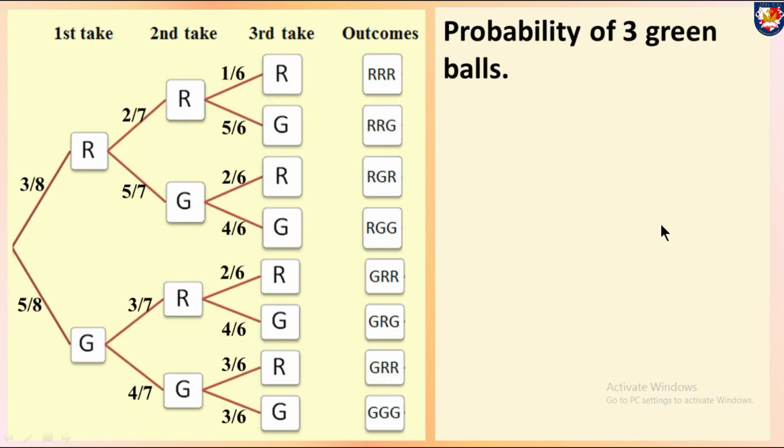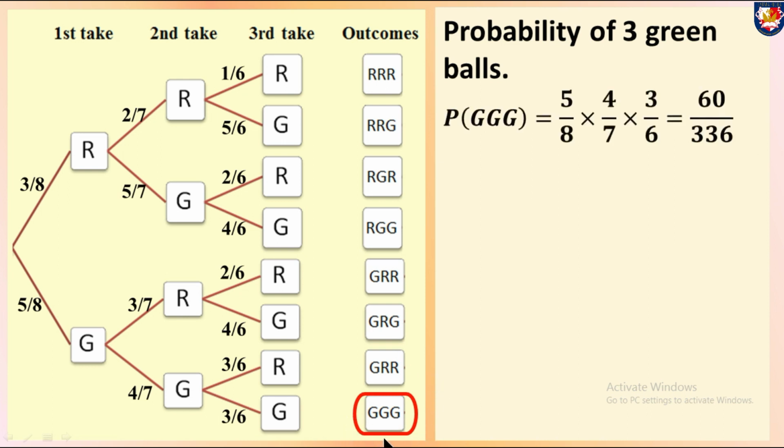Now, we're going to find the probability of getting 3 green balls. The first thing that you need to find is the outcome that represents 3 green balls, and this is the only outcome that represents 3 green balls. So the probability of green, green, green is 5 per 8 times 4 per 7 times 3 per 6. It is equal to 60 per 336, or if you want to make it simpler, it's equal to 10 per 56.